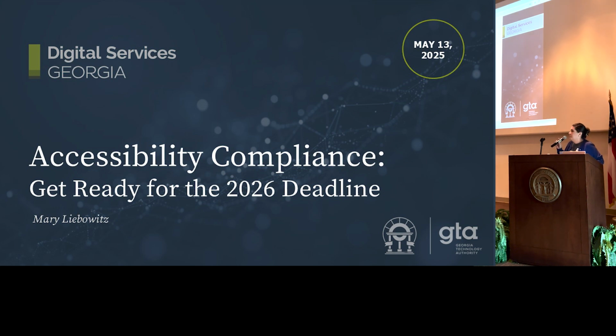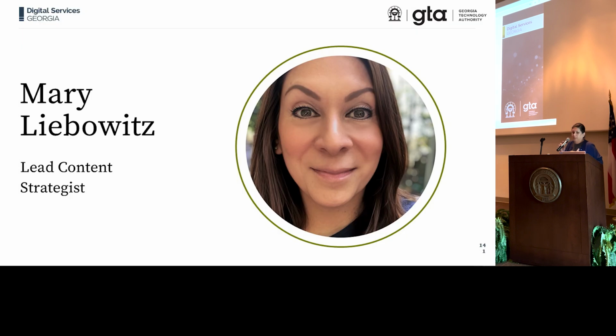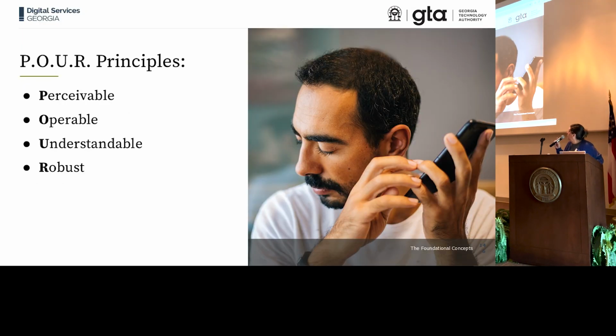So I'm just going to start with some larger ideas and go down into some actionable things that you can use. WCAG is based on the POUR acronym. It's 4 core principles: perceivable, operable, understandable, and robust. And what this means is it's allowing anyone to be able to interact with information regardless of their abilities.